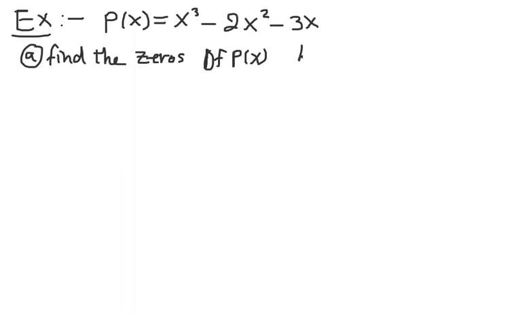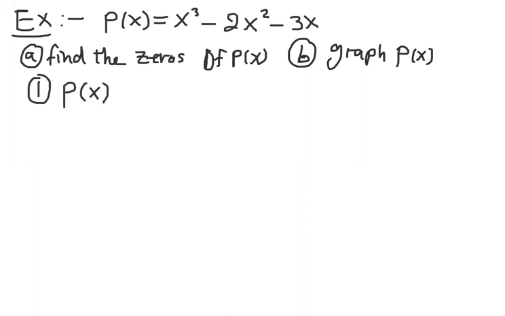Second question is b, graph b of x. So again, how can we find the zeros? First thing, we have to factor. What's the factor for b of x? It is x times x squared minus 2x minus 3. Then we have to factor this one again.